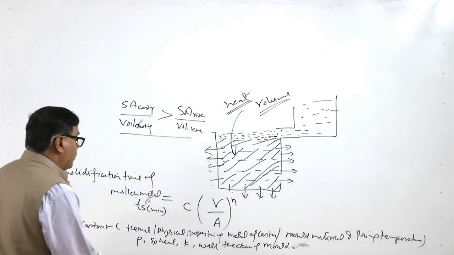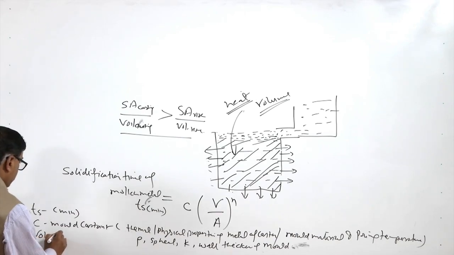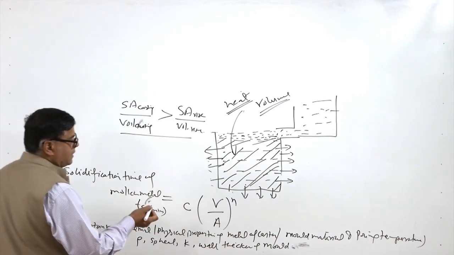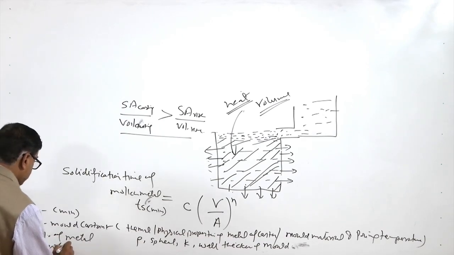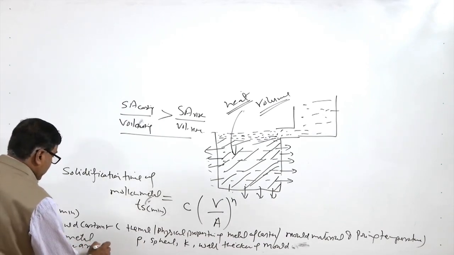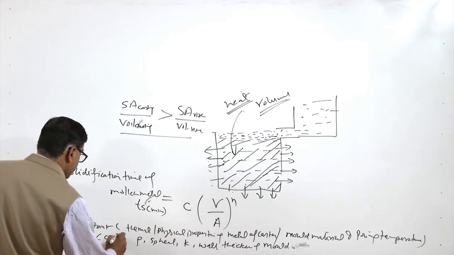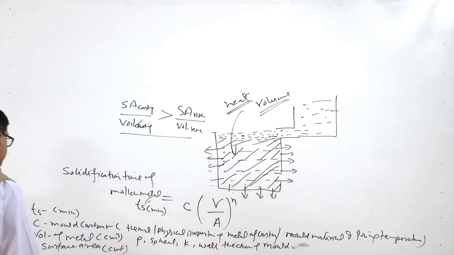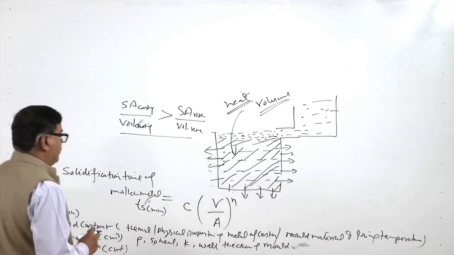This is what we can say. V is the volume of the metal, whether it is the casting or the riser, and A is the surface area of the casting or of the riser. V is the volume in centimeter cube and A is the area in centimeter square. M is the mold constant and Ts is the time for the solidification.